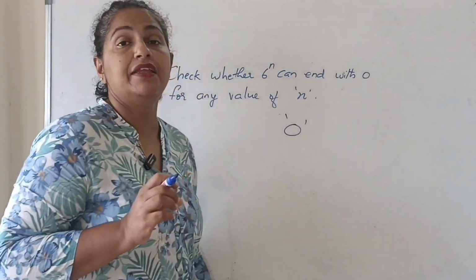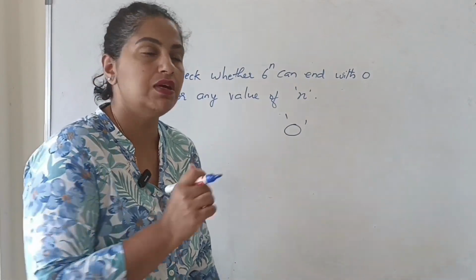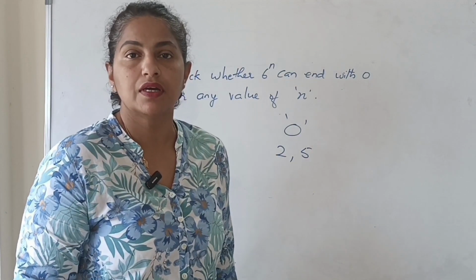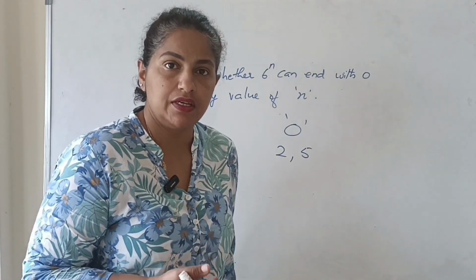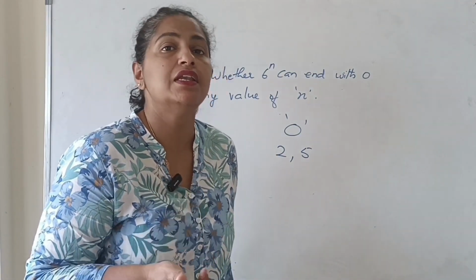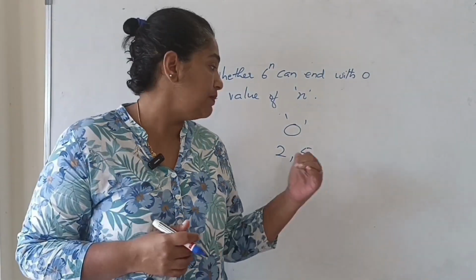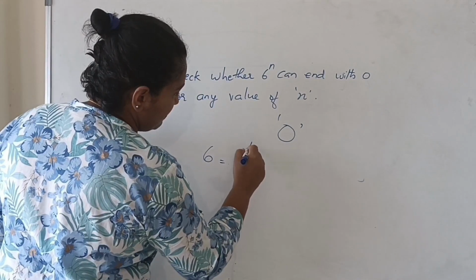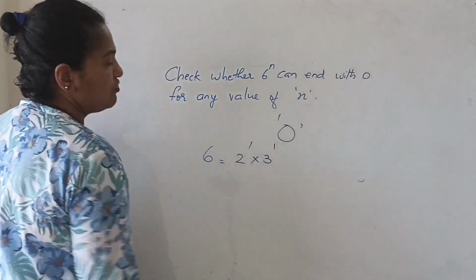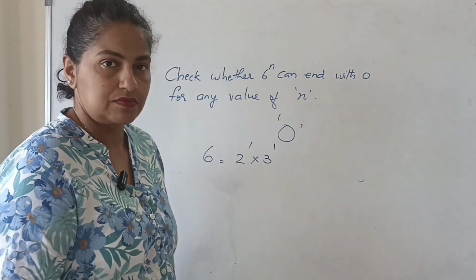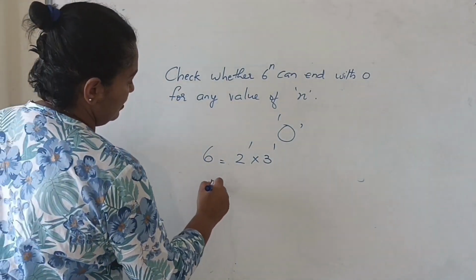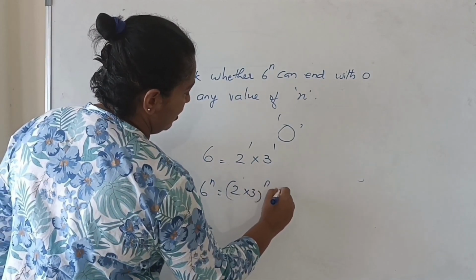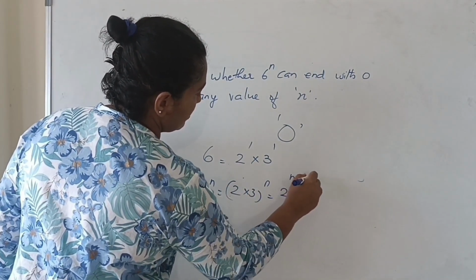Any number ending with 0 has to be divisible by 2 as well as by 5. Correct? So if it's a 10 or a 20 or a 100, any number ending with a 0 has to be divisible by these 2 numbers. The number 6 is represented by prime factors as 2 raised to 1 into 3 raised to 1. Now 6 raised to n can be written as 2 into 3 the whole raised to n or 2 raised to n into 3 raised to n.